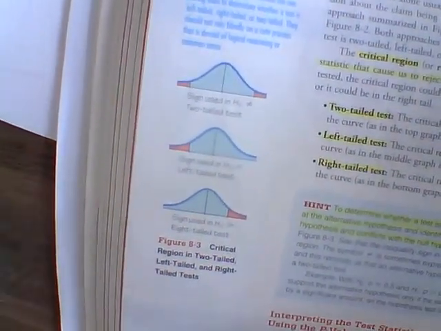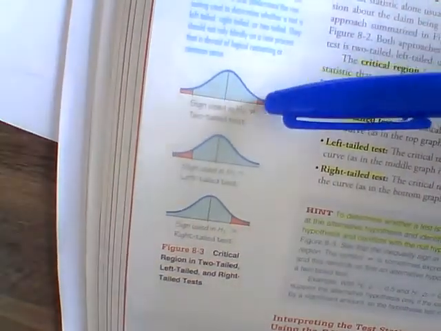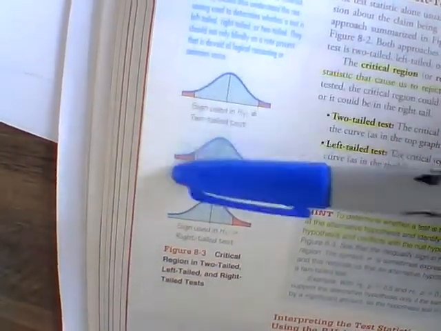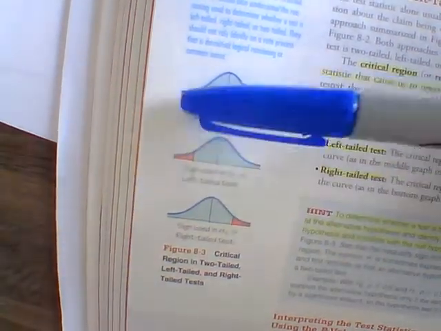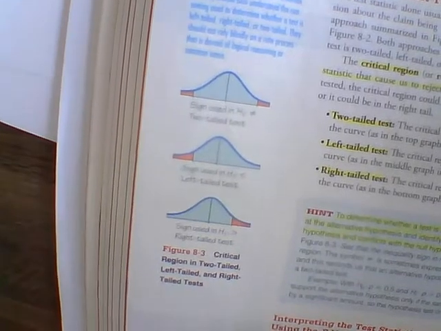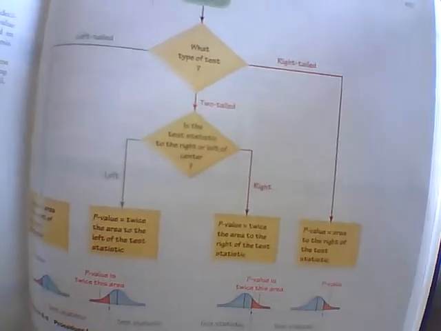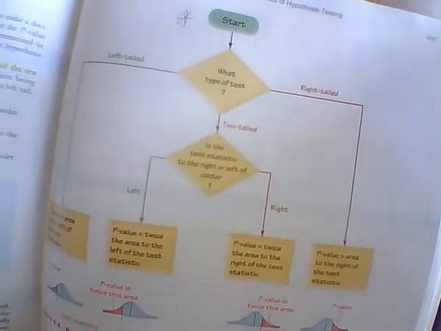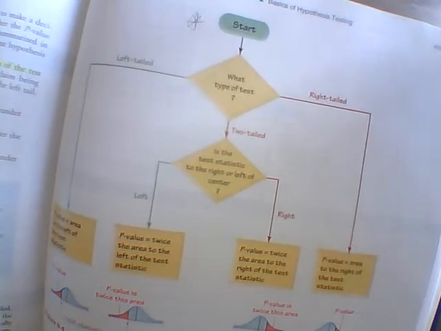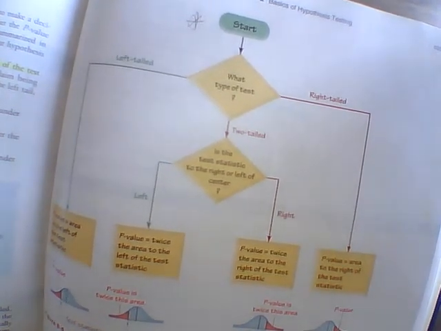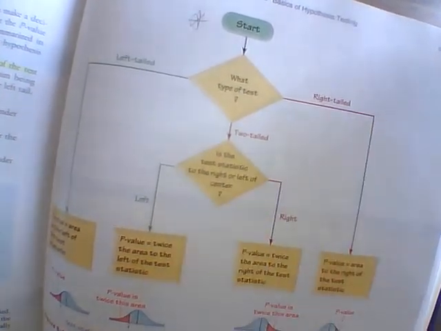So once again, the p-value is telling us the areas under here. If we have the area split under here, here the area is all at one end and all at the other, so that's once again why they talked about twice the area on a two-tail within this. So what do we do? Well, we have a nice flow chart here. We have our start. What type of test are we performing? Is it left-tailed, right-tailed, or two-tailed?